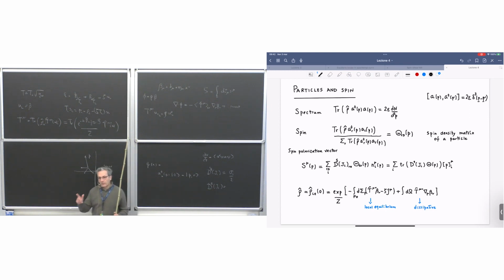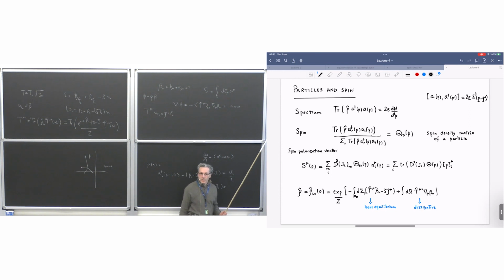Okay. So now we have two definitions which relate what? Well, quantum field theory, which included in this the presence of these operators, two observables, the spin polarization vector and the spectrum. These are measurable objects. And to what? To quantum statistical mechanics, because you have a density operator here.